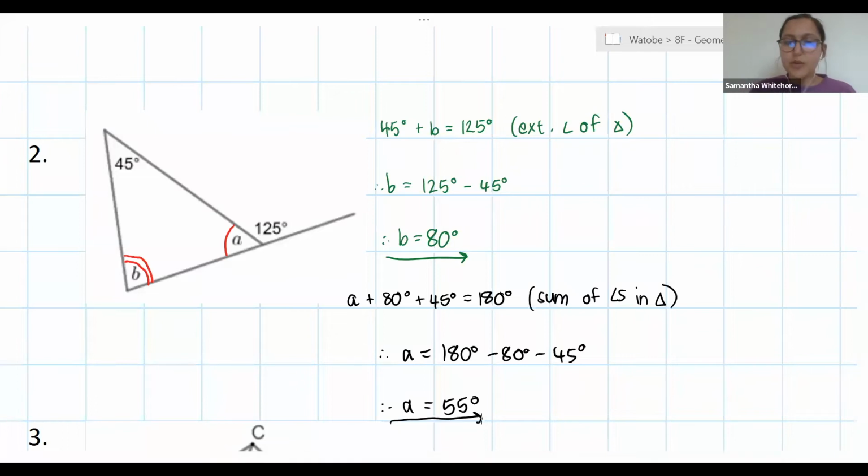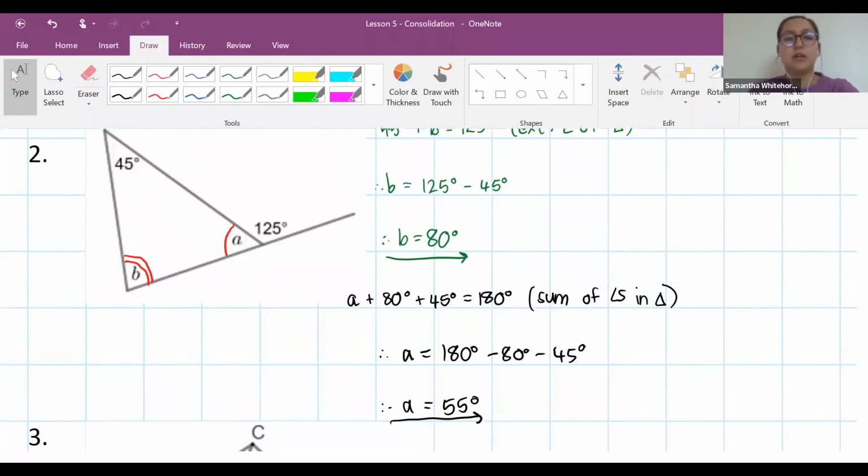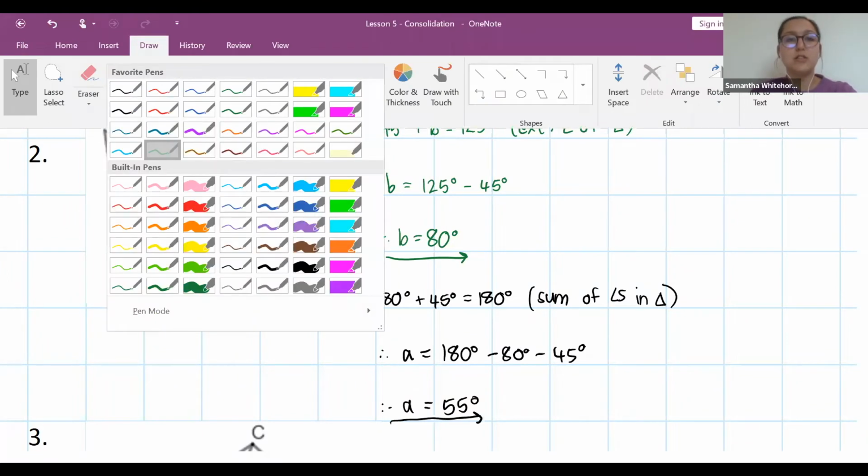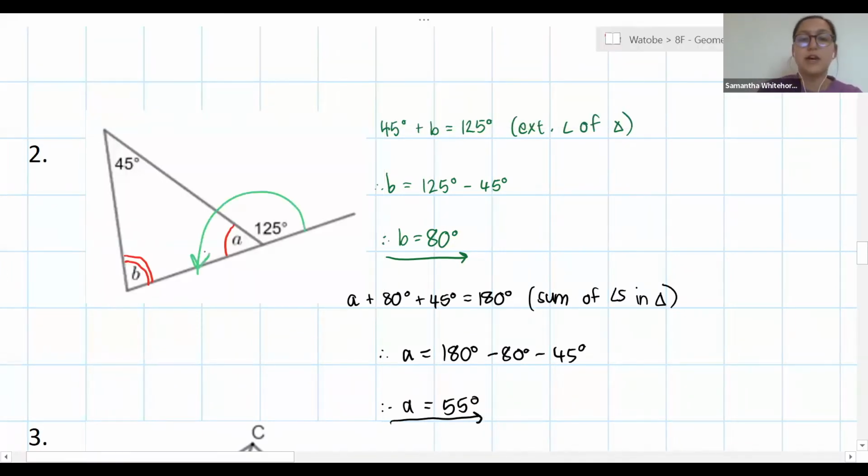So we have got A is equal to 55. Now, guys, you don't have to have done sum of angles in a triangle to find A. You could have used sum of angles on a straight line, so angles on a straight line to get A plus 125 equals 180. Absolutely fine. You will get it right. You could have also then used sum of angles in a triangle to find B if you knew what A was. So there's quite a few different reasons that you could potentially give to get your answer.